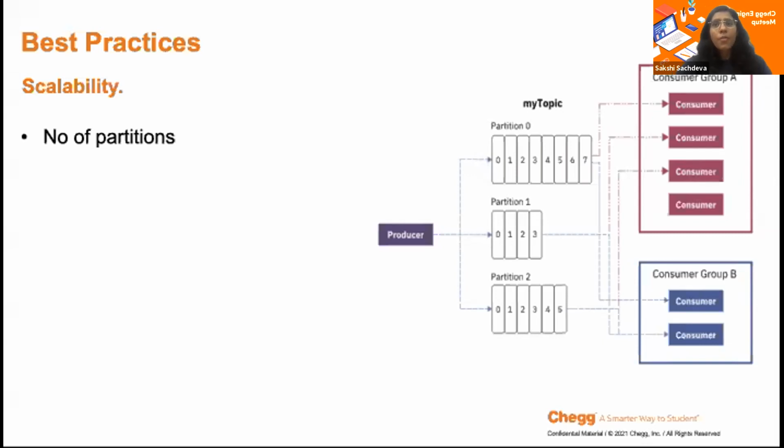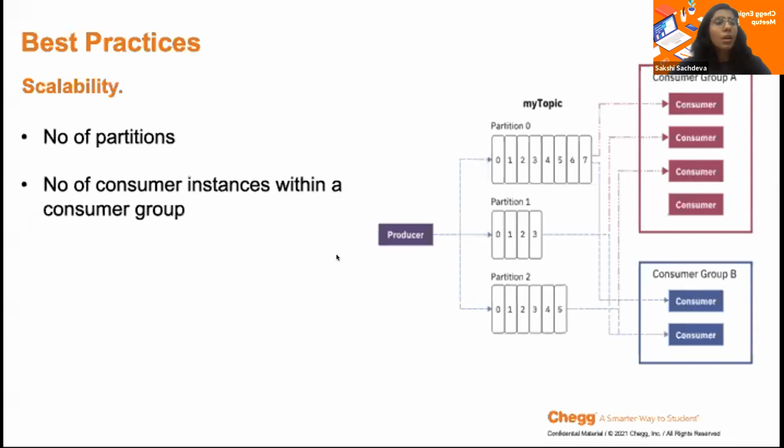And for a topic, once we increase the number of partitions, we cannot reduce it again. So that's also something we should consider. Then coming to the number of instances within a consumer group. As you see, scalability and parallelism are determined by the number of partitions which are being consumed in parallel.